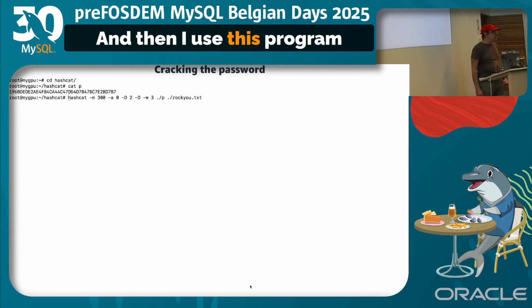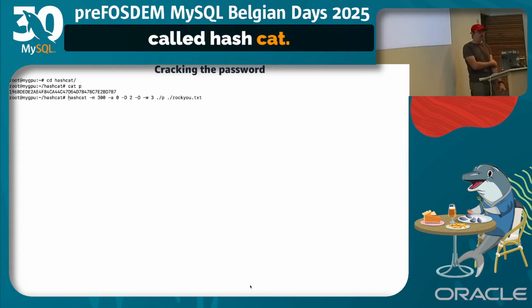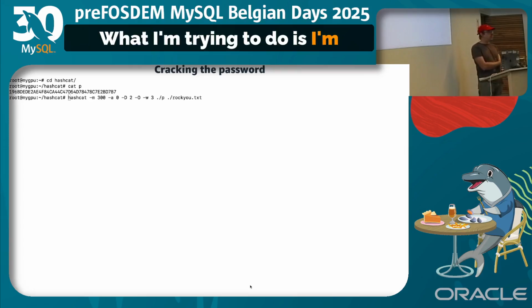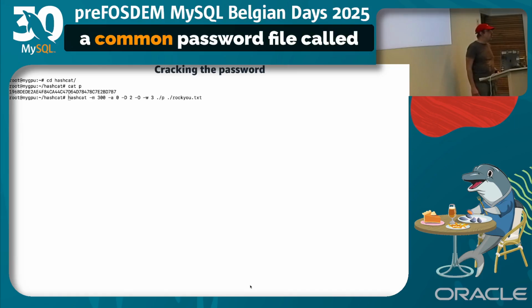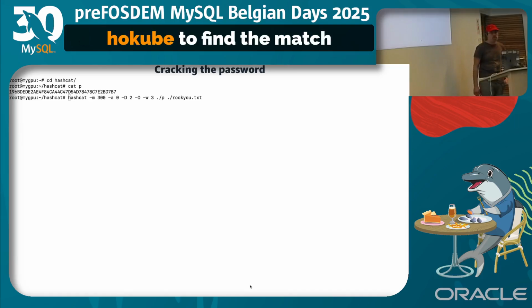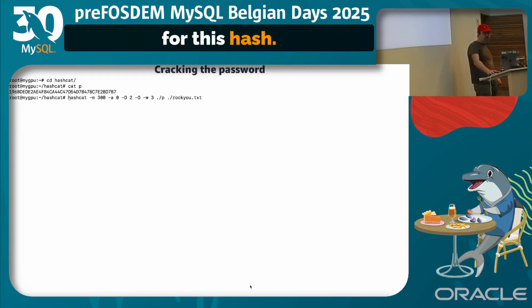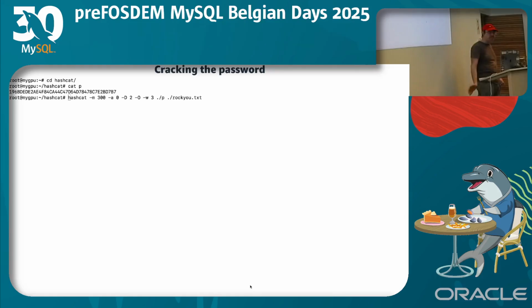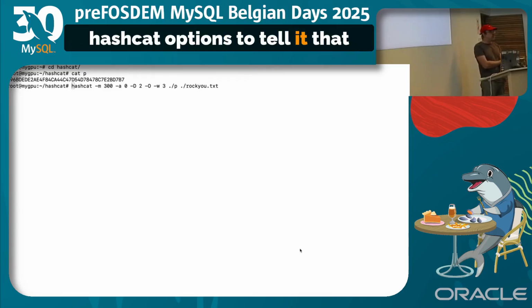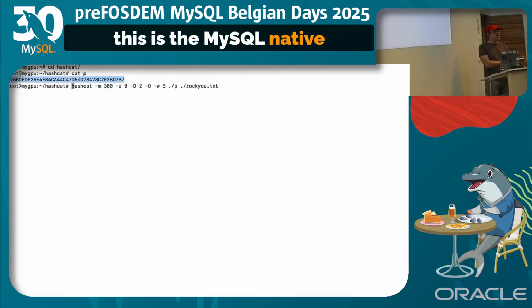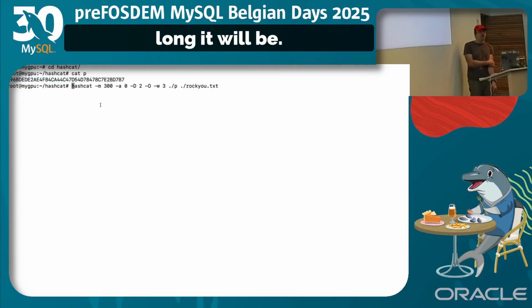And then I use this program called hashcat. What I'm trying to do is use a common password file called rockyou to find the match for this hash. And I put in all these hashcat options to tell it that this is the MySQL native password hash. And let's see how long it will take.